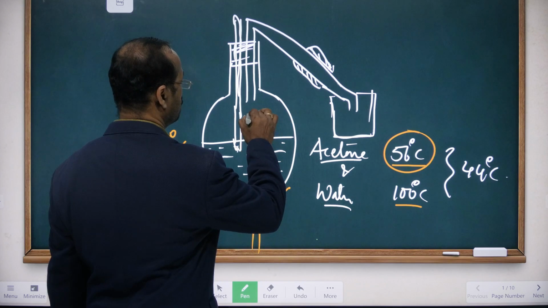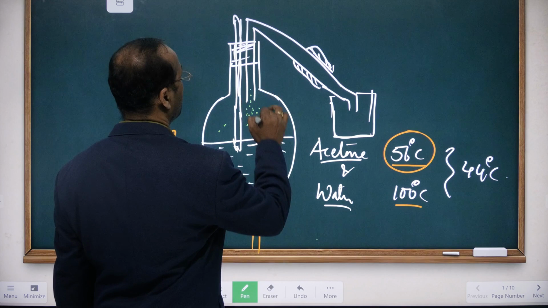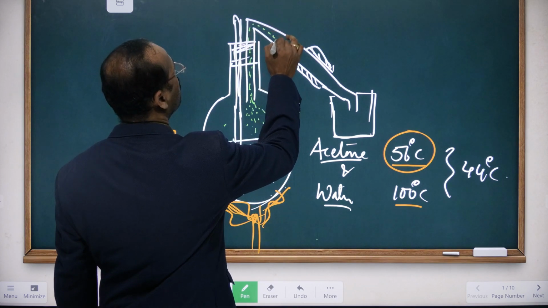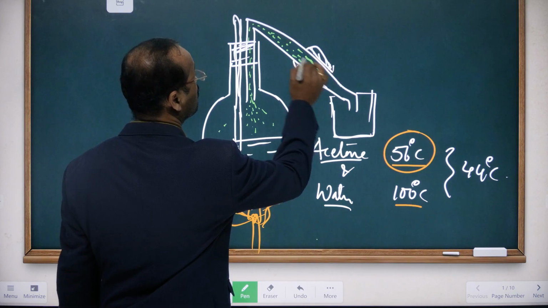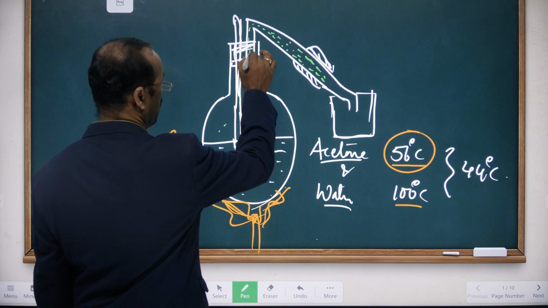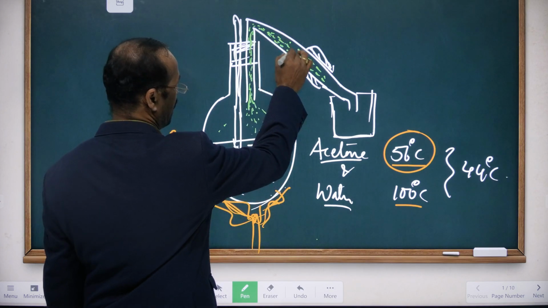So only acetone will be converting into gas, and this gas rises up through this delivery tube. It will be moving through this delivery tube like this. It's a gas, it's moving, acetone in the form of vapor. Vapor means a gas. So in the form of vapor, it's going like this, right?